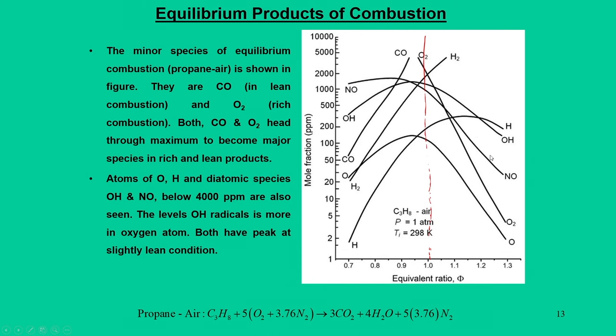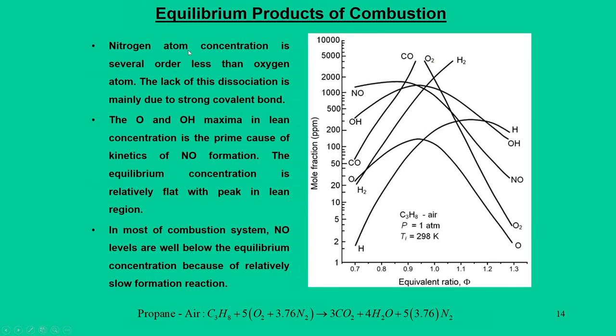The NO concentration drops when we are moving towards high equivalence ratio. OH concentration initially increases, reaches its maximum when the mixture is slightly lean, and then drops. The hydrogen concentration keeps on increasing. CO concentration is mostly found when the mixture is lean, and of course, the oxygen atom concentration increases and then drops towards higher equivalence ratio. These are regarded as minor species, meaning their numbers are not critical since they are below 4000 ppm. Of course, for nitrogen atom the concentration is several orders less than the oxygen atom, and we do not find significant nitrogen atoms. The reaction is not sufficient to give nitrogen species, but it is giving them in the form of NO.